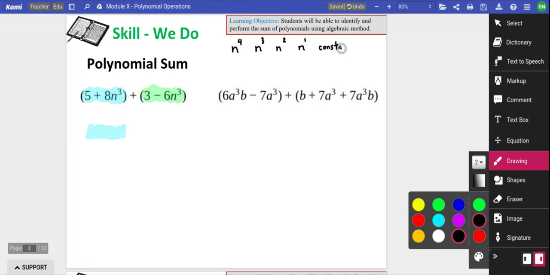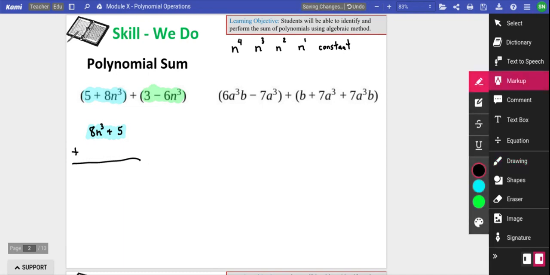So we are going to keep that notation. In this case, the highest exponent is 3, so we will write 8n cubed, and then we'll be putting the plus 5. So this is just a notation, and we're going to keep using that. Plus, now it's the turn of the second parenthesis.